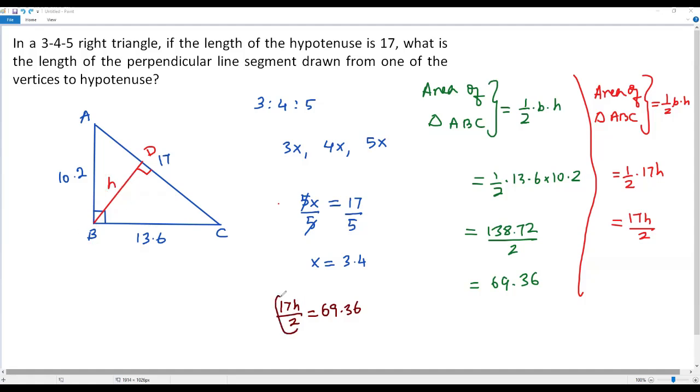Now to solve for h, I have to get rid of the fraction 17 over 2. For that, I multiply both sides by the reciprocal of 17 over 2, that is 2 over 17. So the 2 will cancel out and the 17 will cancel out. Then on the left side, we just get h. On the right side, we have to multiply 69.36 by 2, which gives 138.72, and then divide by 17. When I do so, I am getting 8.16. So therefore, the length of the perpendicular line segment drawn from one of the vertices to the hypotenuse is 8.16 units.